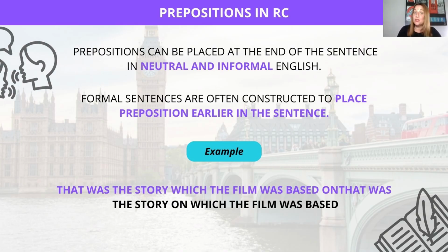So if you want to use informal English in written or spoken English, place the preposition at the end. If you want to sound formal in written or spoken English, place this preposition in the middle, as early as possible in the sentence. So, how's your brain going? Are you okay? My brain is melted. Oh my God, too much information. I know. But take it easy, it's okay.